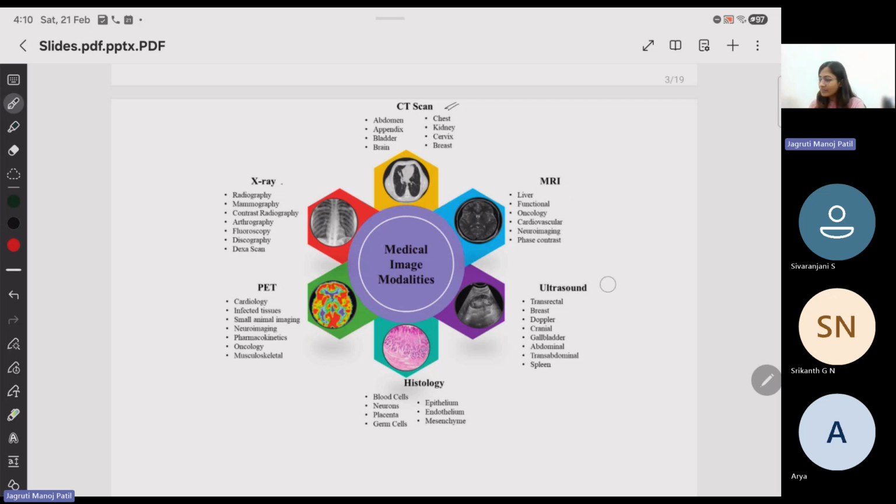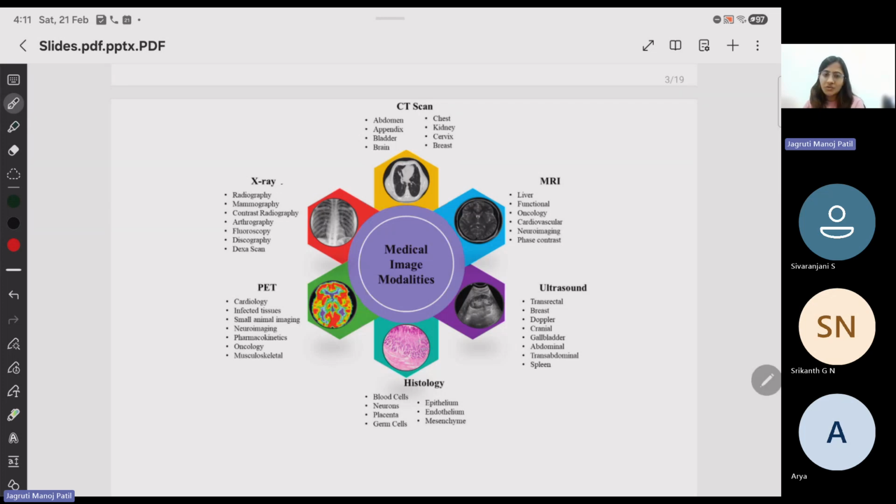whereas X-ray and CT are more or less the same. MRI also has a link towards CT in terms of how it looks and how its mechanism works, but the entire principle is different there. Okay, so these are the different medical image modalities you have.